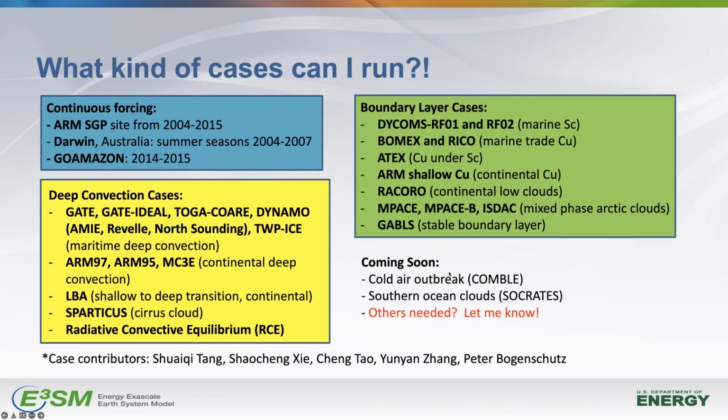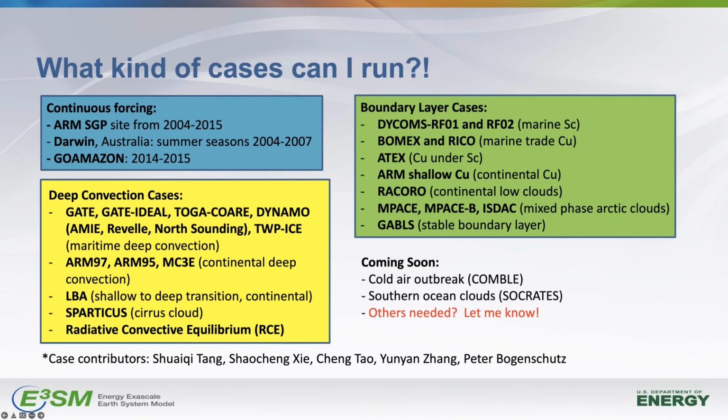So what kind of cases can you run with DP-Scream? We have a wide variety of cases that are available, ranging from continuous multi-year forcing to several deep convection cases that span a variety of convective regimes. We also have several cases that target boundary layer clouds and shallow convective cases. We are continually adding cases to our library as well, so I expect our case library will be growing very soon. And I also want to take this time to thank the people who contributed substantially to this case library.